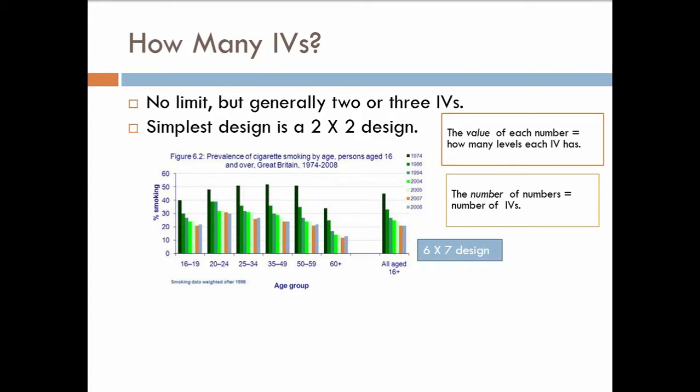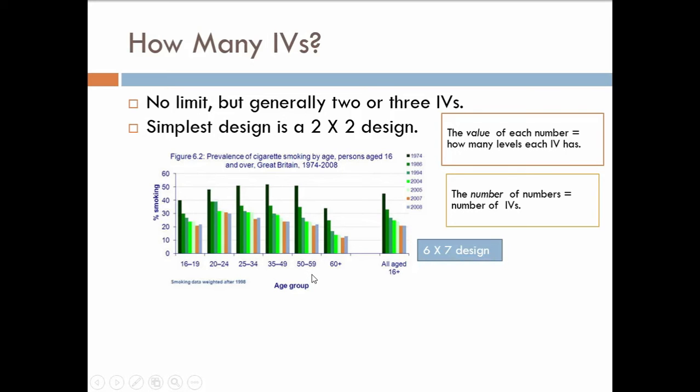So how many independent variables are there? Well, there's a 6 and there's a 7. So that's 1, 2 numbers, right? So that means we've got 2 independent variables. One of them has 6 levels, the other one has 7 levels.